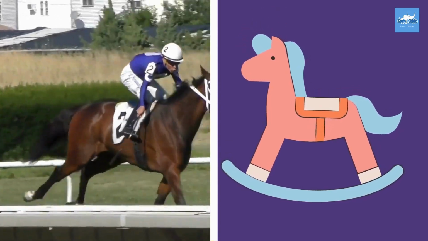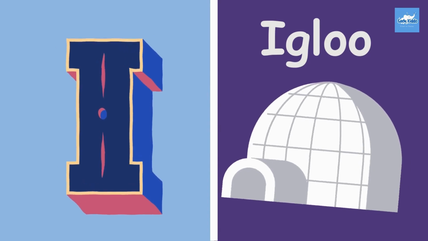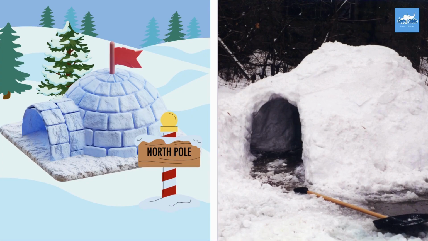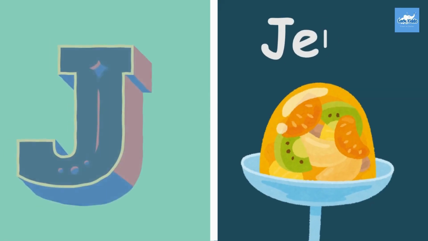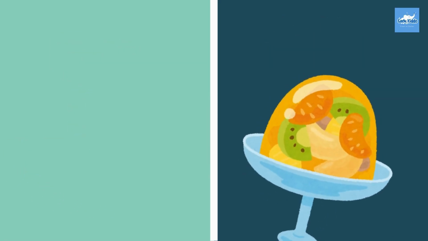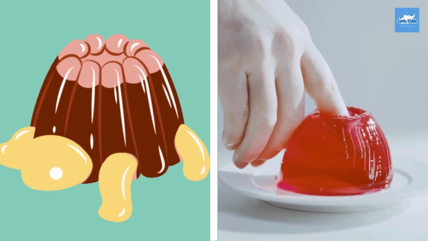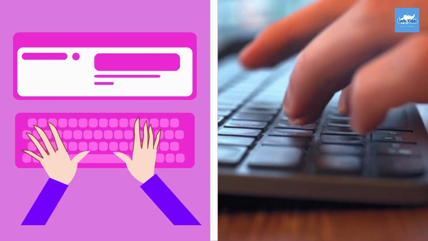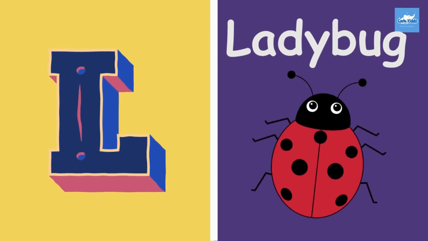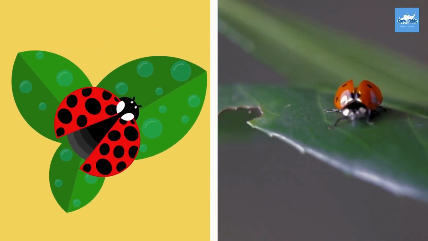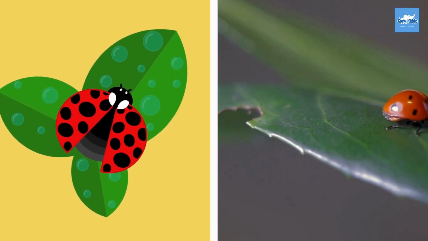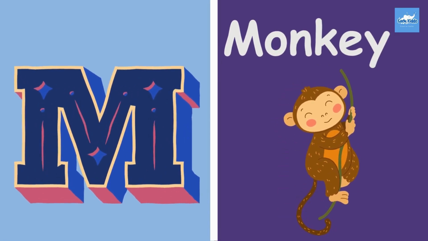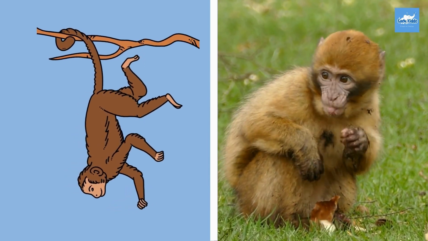horse. H, horse. I is for igloo, igloo, igloo, I, igloo. J is for jelly, jelly, jelly, J, jelly. K is for keyboard, ka keyboard, ka keyboard, K keyboard. L is for ladybug, la ladybug, la ladybug, L ladybug. N is for monkey, ma monkey, ma monkey, N monkey.